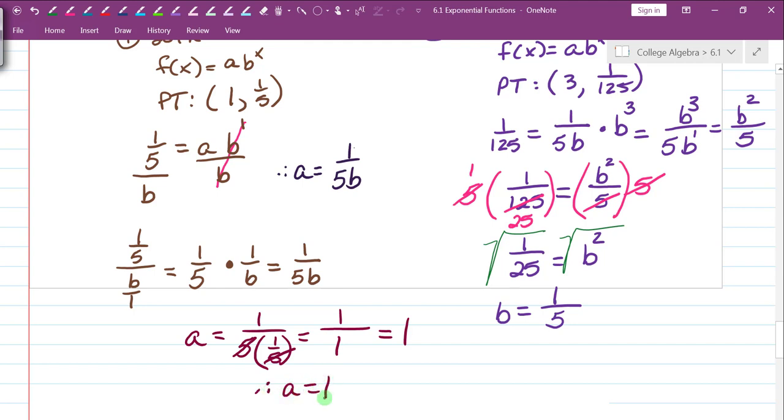Well, if a equals 1 and b equals 1/5, that means f of x, which equals a, 1, so I don't even need to write that down, times b, 1/5 to the x. And that is our final answer.